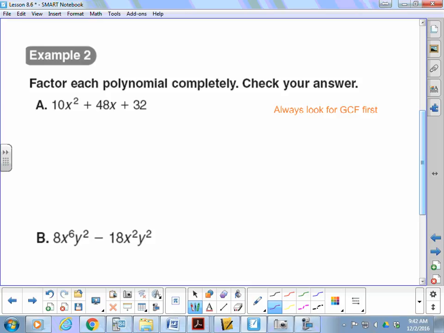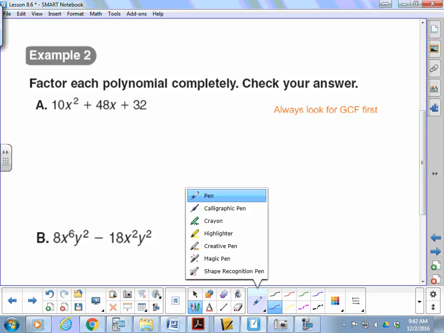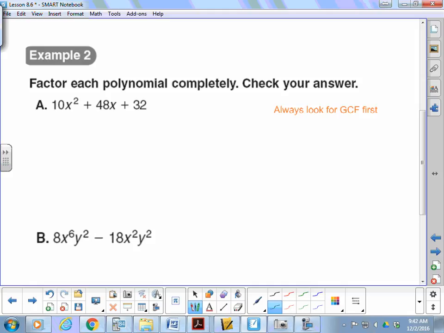Well, they're all even numbers, right? So they only have 2 in common. Is there any other number besides 2? Our first one is 10, so we know the factors of 10 are 2 and 5, right? Does 5 go into 48 or 32? No. So our greatest common factor here is 2. The first thing we're going to do is factor out the 2, so we divide everything by 2.